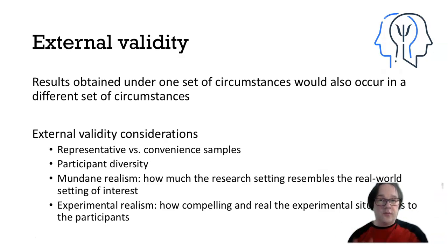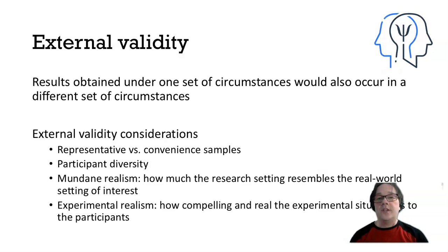Does it work in the real world, right? What happens when we start giving it to people outside of a laboratory, outside of this controlled type of study? So external validity is concerned with whether the results obtained under one set of circumstances and one set of controls would occur in a different set of circumstances, or under a different set of controls, or under no controls at all, right? So external validity considers the representativeness of samples.